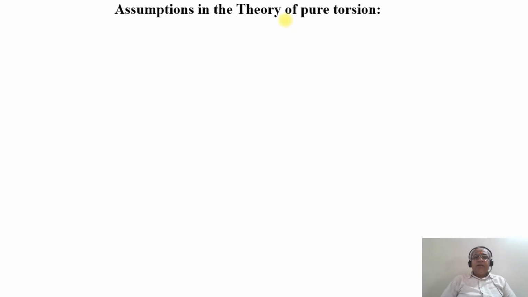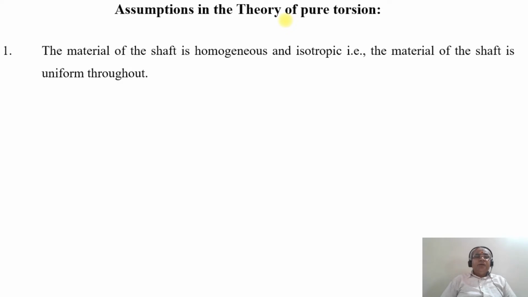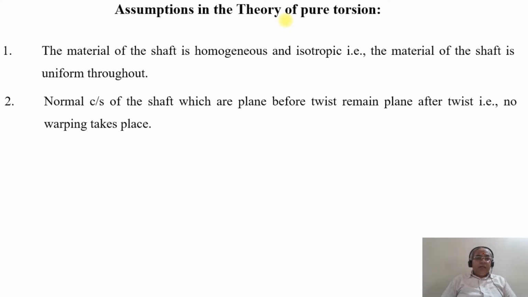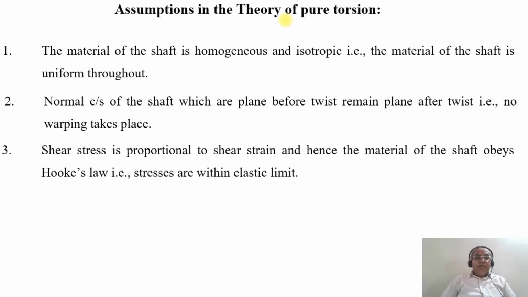So next we are going to take the assumptions. What are the assumptions which we make in the theory of pure torsion? Point number 1, the material of the shaft is homogeneous and isotropic, that is, the material of the shaft is uniform throughout. The normal cross sections of the shaft, which are plane before twist, remain plane even after twist, that is, no warping takes place. The shear stress is directly proportional to the shear strain, hence the material of the shaft obeys Hooke's law, that is, stresses are within the elastic limit.